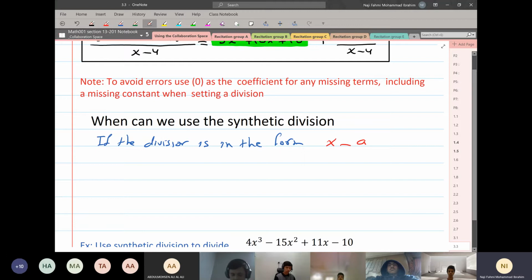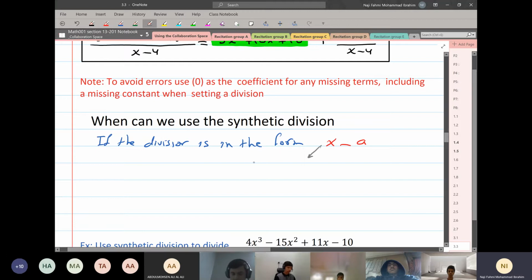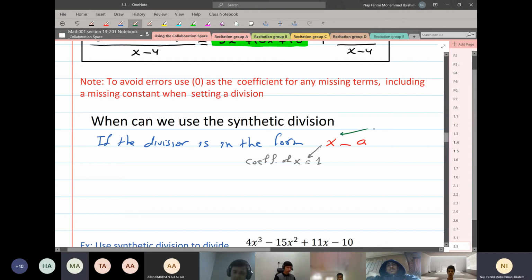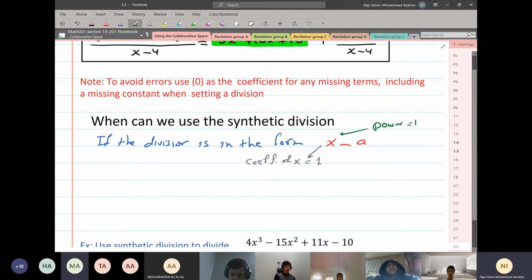It means that the coefficient of x should be 1 and the power of x should be 1. So if the power of x is not 1, of course I'm talking about the divisor now, if the degree of the divisor is not 1, we cannot use the synthetic division. We have to go back and use the long division.